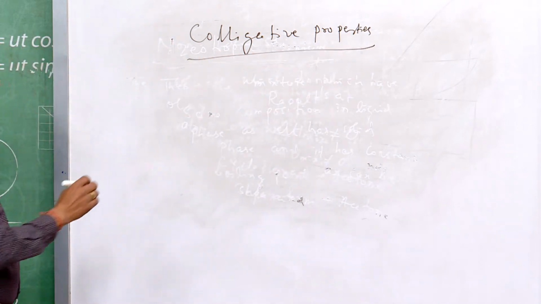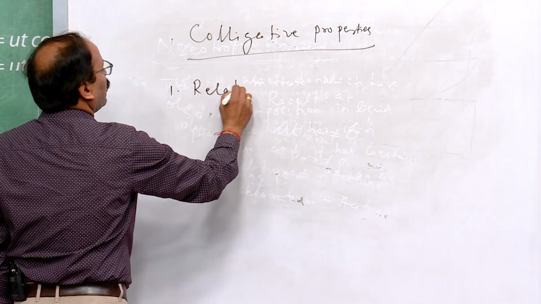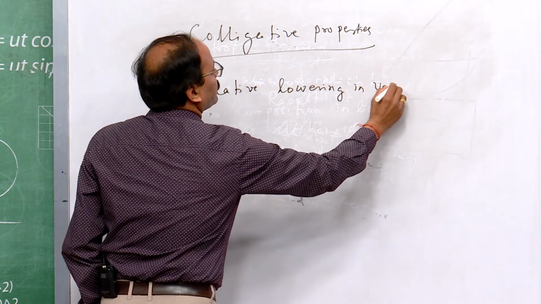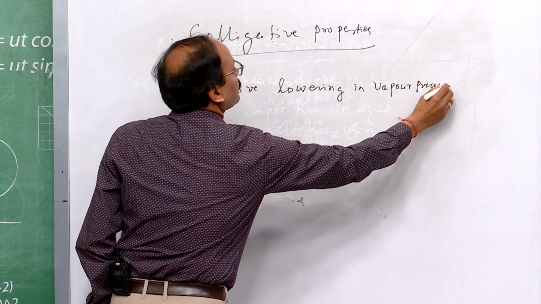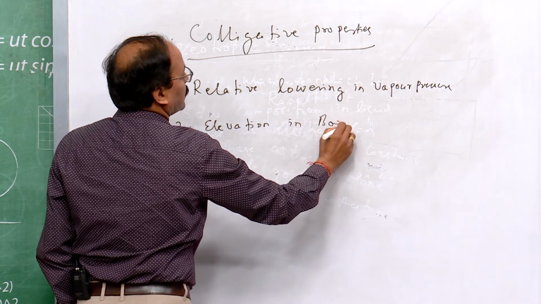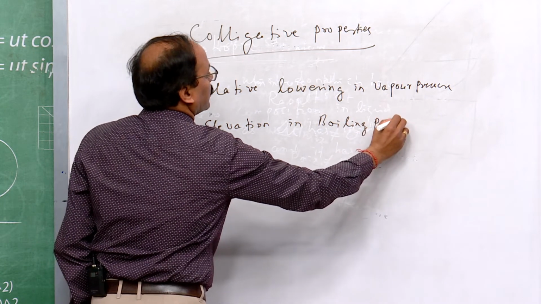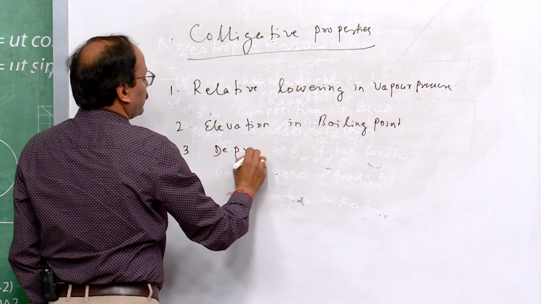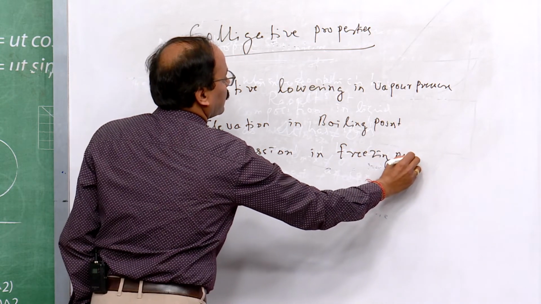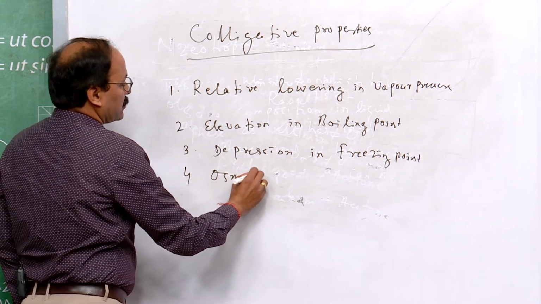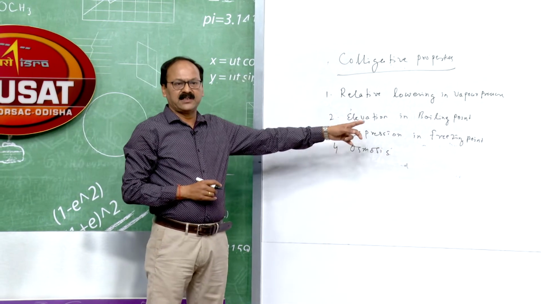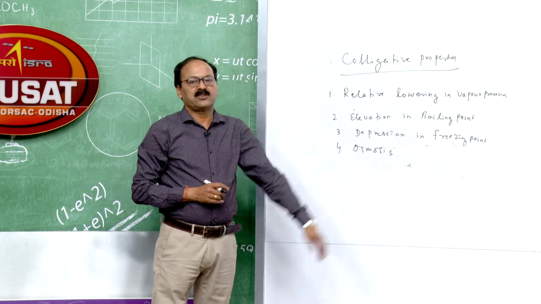We have four different colligative properties which we will discuss. Number one is relative lowering in vapor pressure. Number two is elevation in boiling point. Number three, depression in freezing point. And number four is osmosis and osmotic pressure.